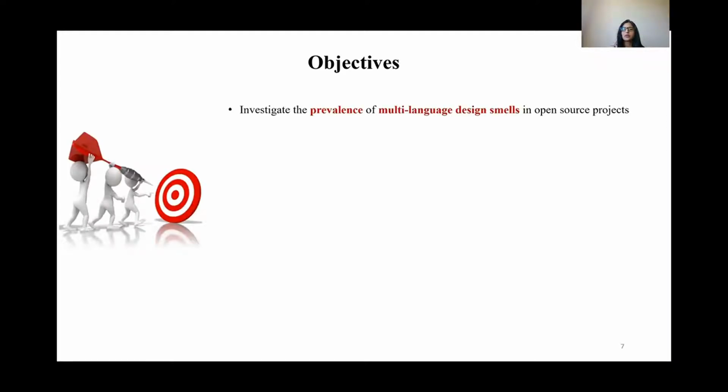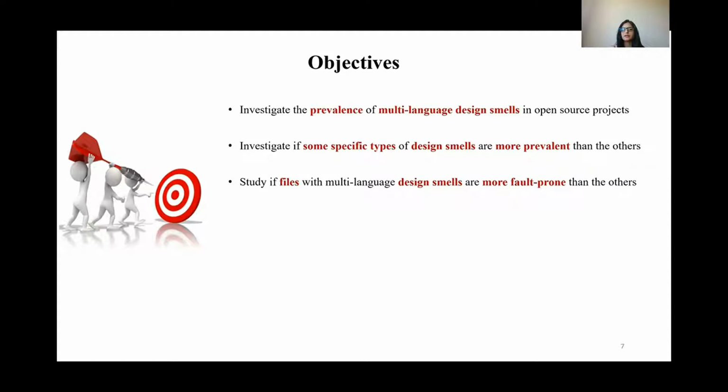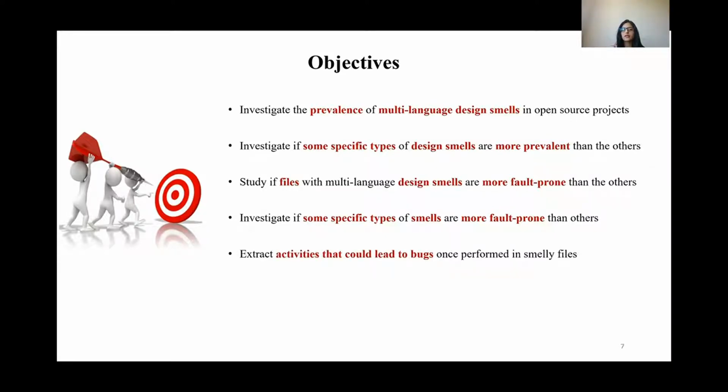In this study, our objectives are, at the first level, to investigate if the documented multilanguage design smells are prevalent in open source projects. We also aim to investigate if some specific types are more prevalent than others, and we aim to study the fault proneness of multilanguage design smells and if some specific types are more fault-prone than others. And finally, we aim to extract the risky activities that could lead to bugs once performed in smelly files.